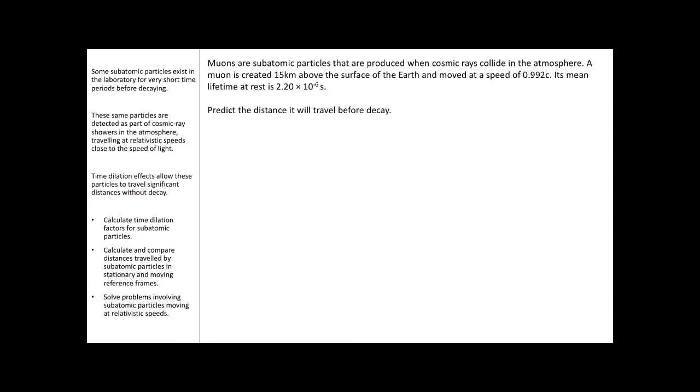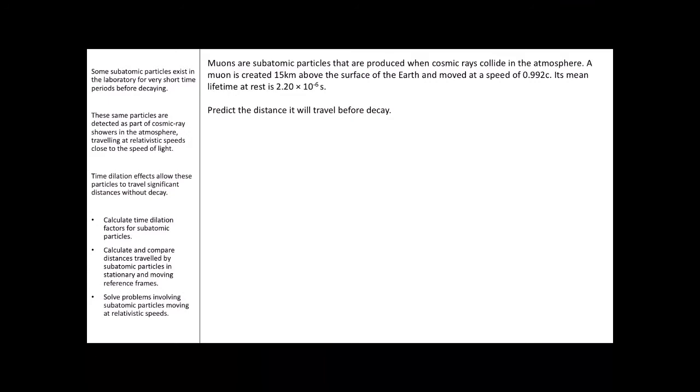Muons are a type of subatomic particle, and they're produced when cosmic rays collide in the Earth's upper atmosphere. I think I forgot to include a picture of them, but they're quite cool to look at. There is a picture of them in your workbook, so have a look at that.